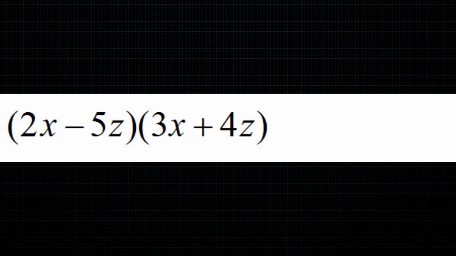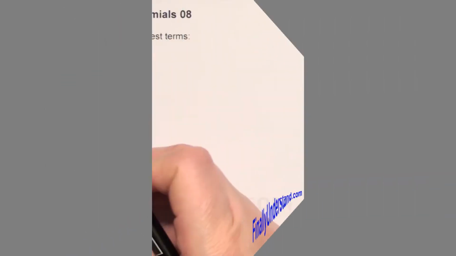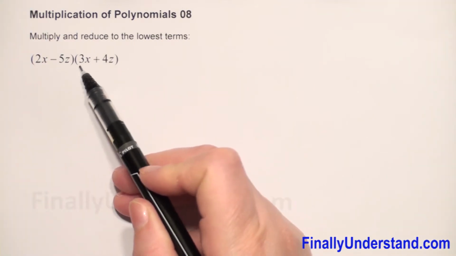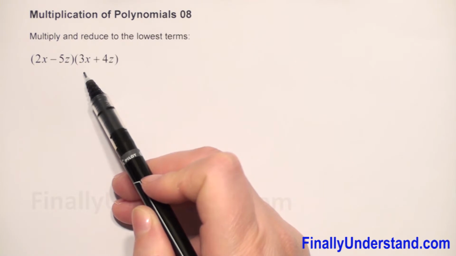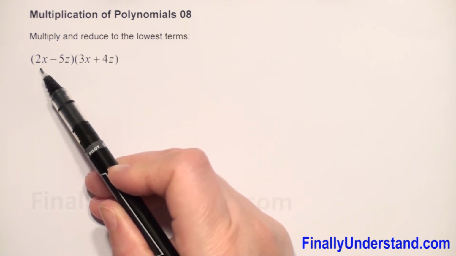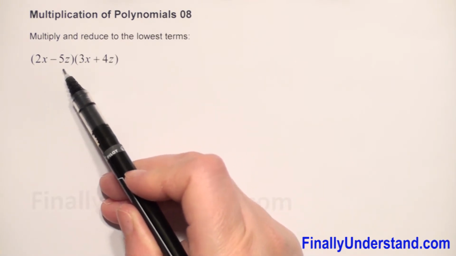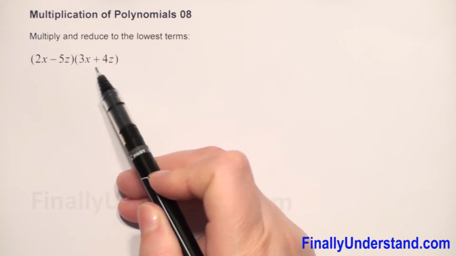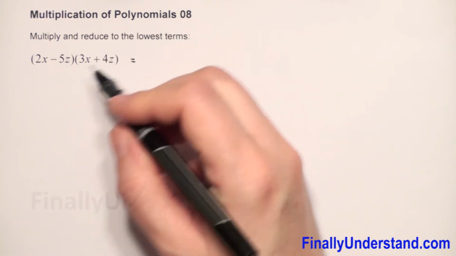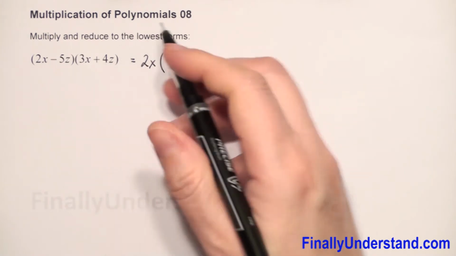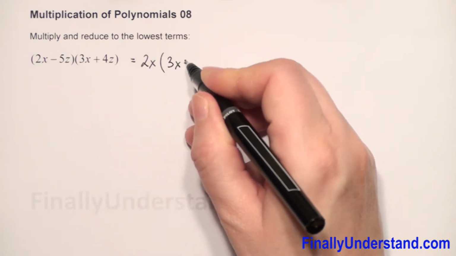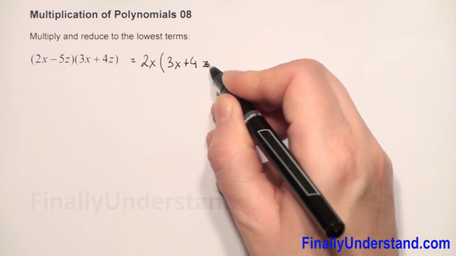We have multiplication of two binomials, and every term in the first parenthesis is different than every term in the second parenthesis. So what we can do here, we have to multiply every expression in the first parenthesis by every expression in the second parenthesis. So this is equal. We have 2x to multiply times this whole expression, 3x plus 4z.